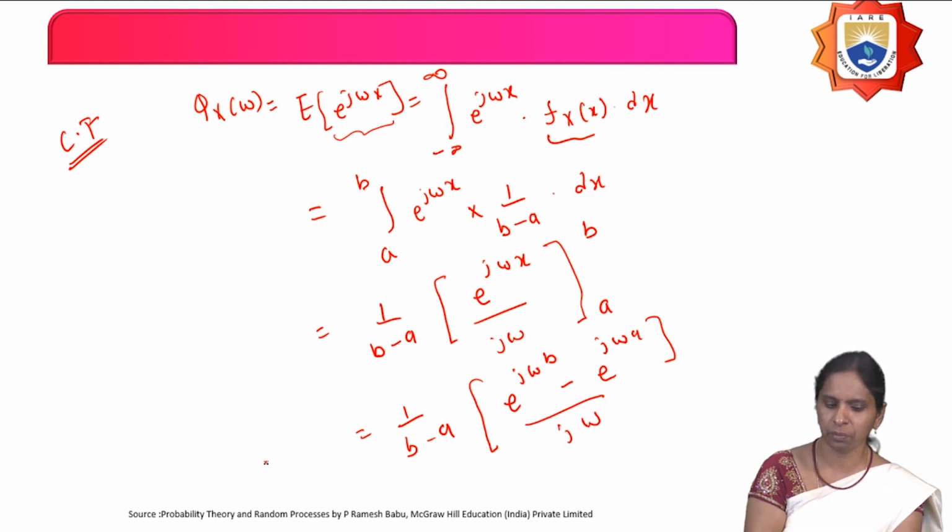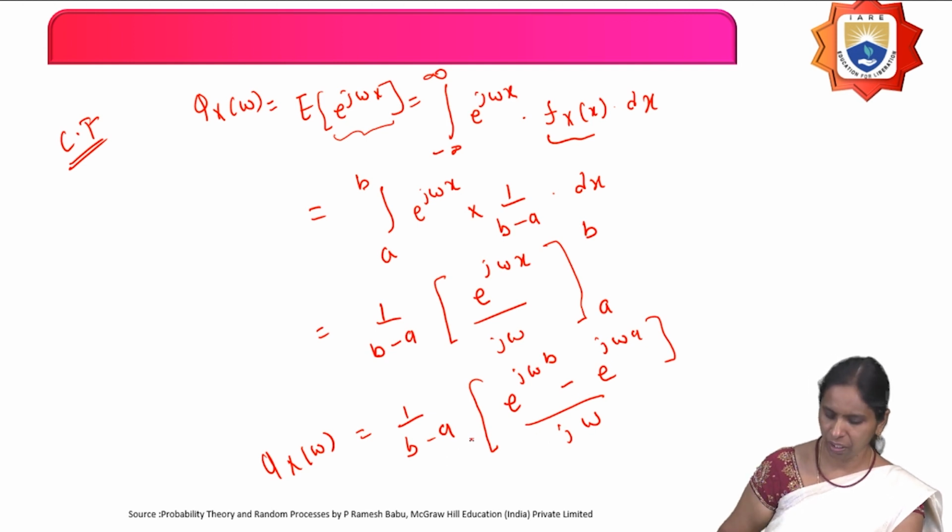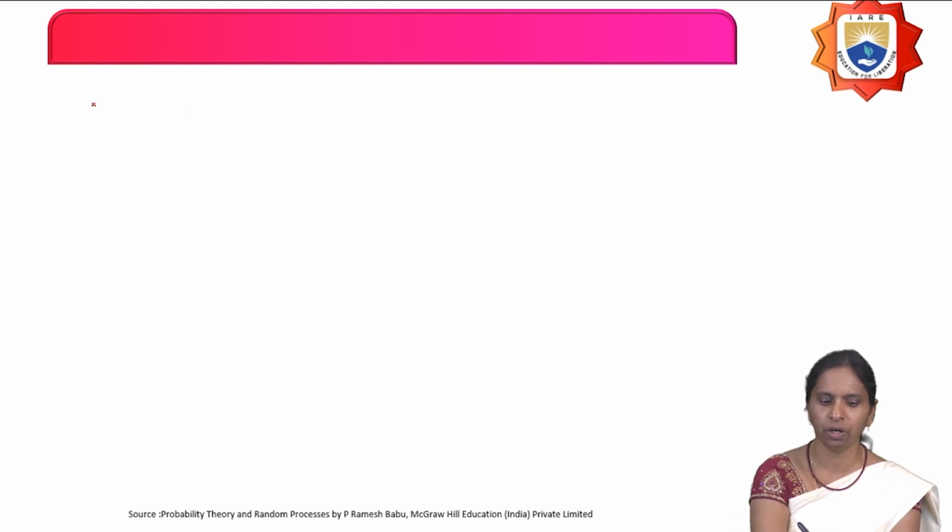So this is the characteristic function of the uniform random variable. What is that value? e power j omega b minus e power j omega a by j omega into b minus a. And one more thing we have to calculate is the moment generating function. So what is the moment generating function of a random variable x?